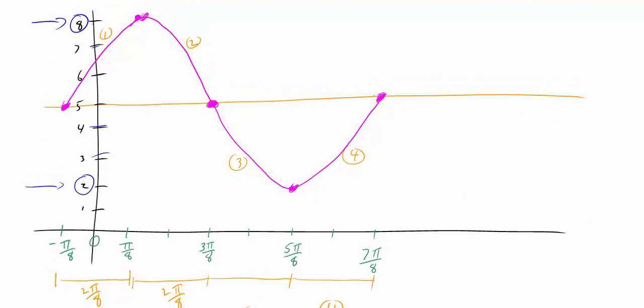And we can verify that because if we started at negative pi over 8 and went to 7 pi over 8, we could say 7 pi over 8 minus a negative pi over 8. The two negatives would become positive, so 7 pi and 1 pi, that would be 8 pi over 8, which would be equal to a period of 1 pi. So that verifies that everything matches with what we had stated.